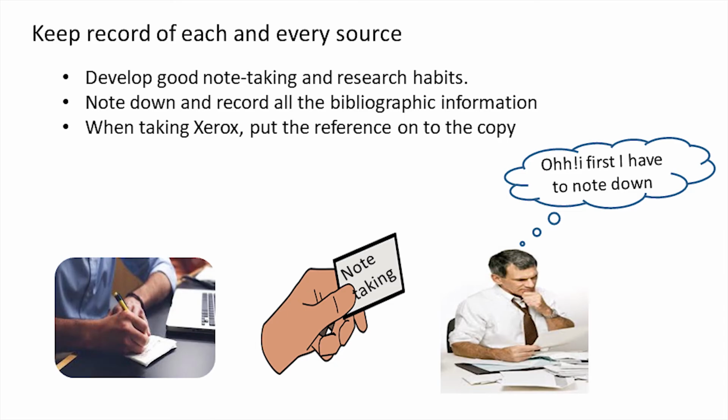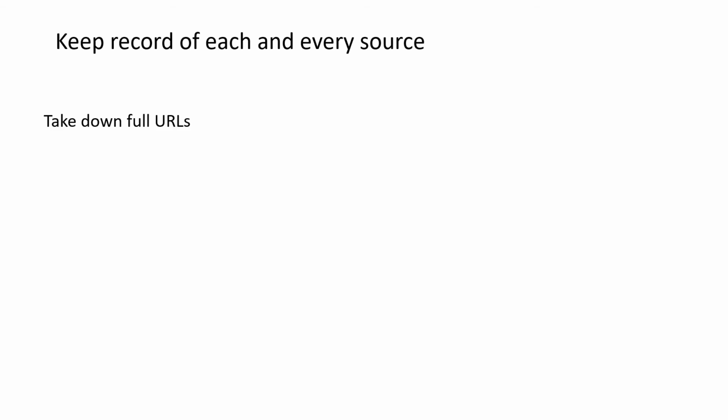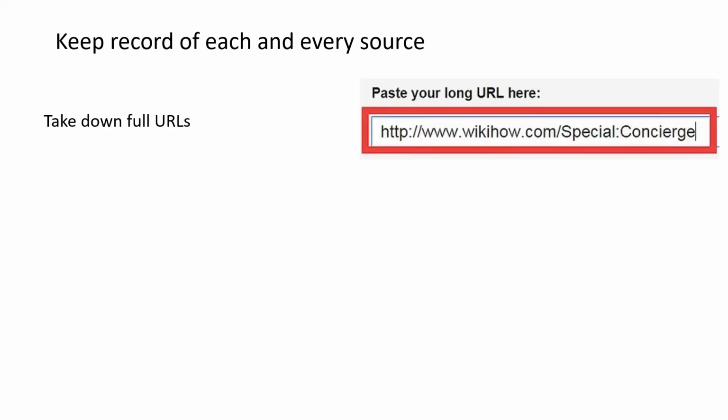Next is keep a record of each and every source. In literature survey, we often forget to note down the source of some text and other materials we have taken from. This can be sorted out by developing good note-taking and research habits. Note down and record all the bibliographic information. Put the reference on the top of the copy when taking a Xerox. In case of URLs, ensure to take down the full URLs, as sometimes they may be removed or modified. The date on which it was accessed must be noted. And in case of a journal article, as per the referencing style, the DOI must be noted.